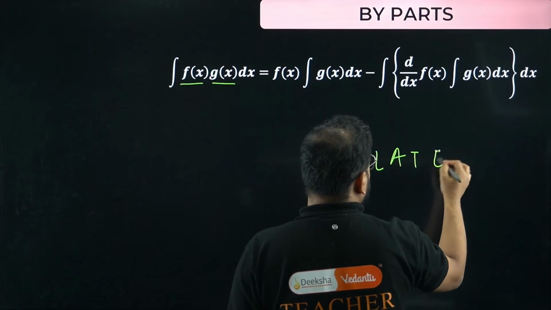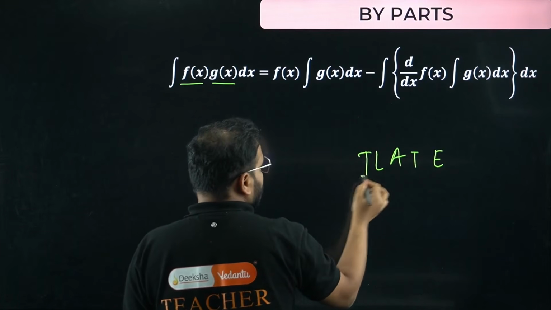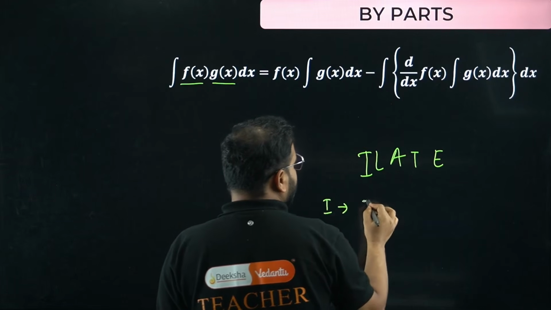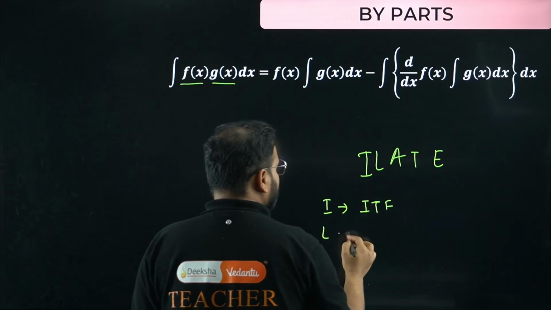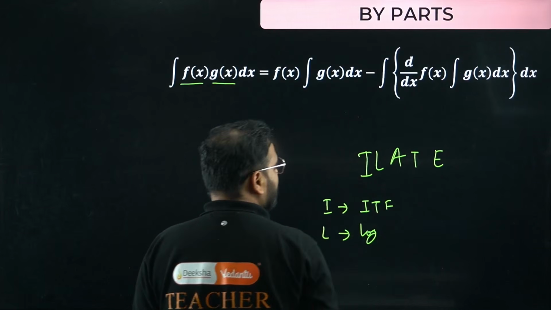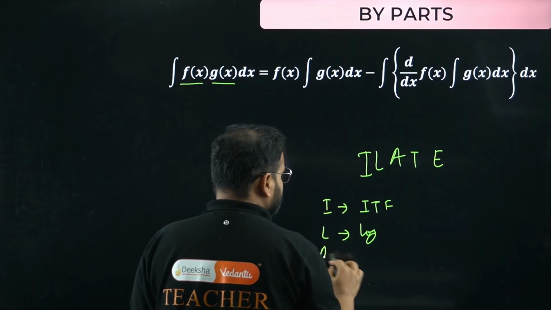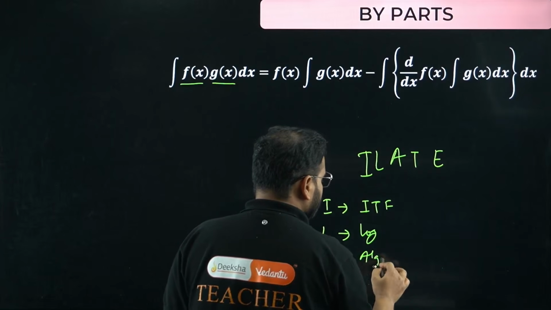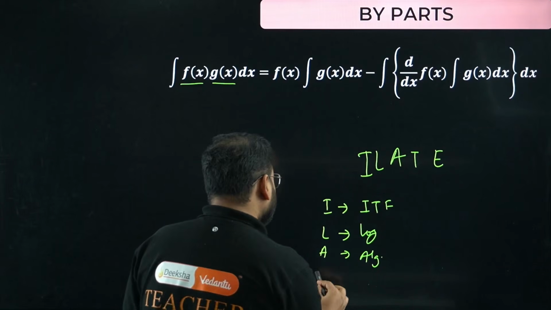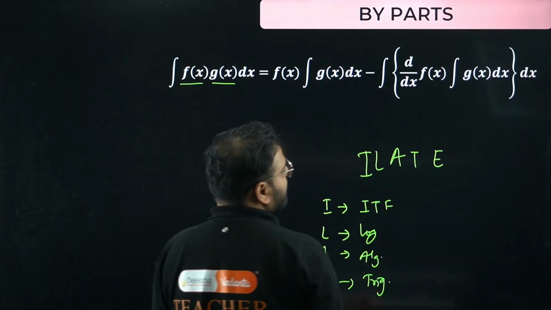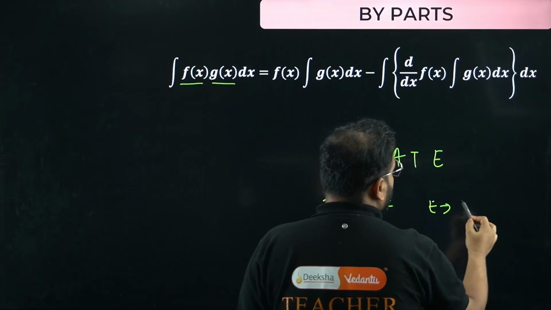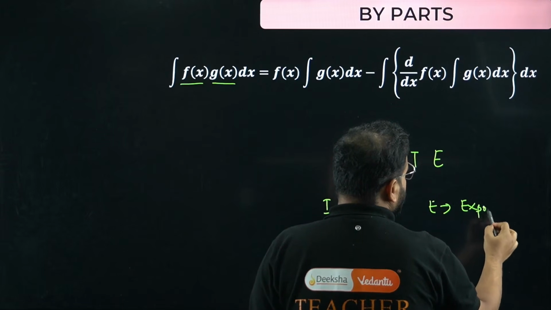ILATE. What is it, sir? I is inverse trigonometric, ITF. First preference is given to ITF. L is logs, of course, the logarithmic function. A is the algebraic function. And T is the trigonometric function. And E is the exponential function.